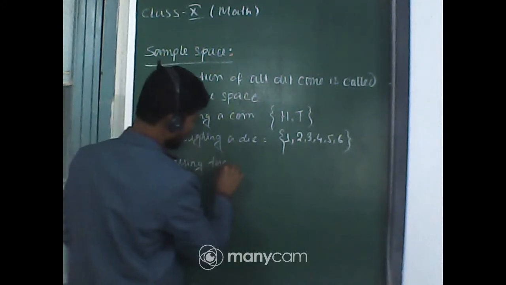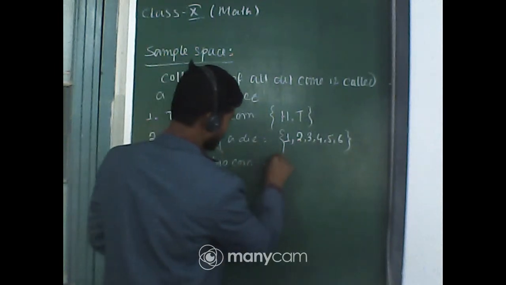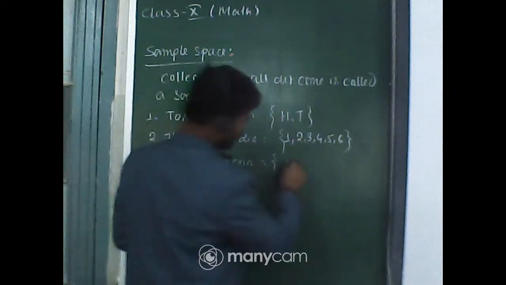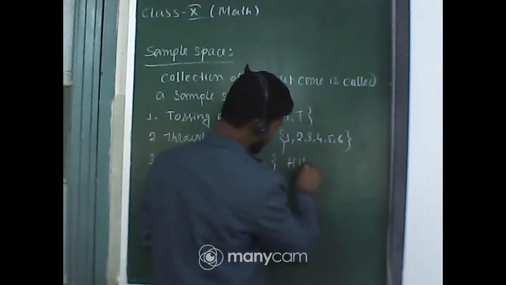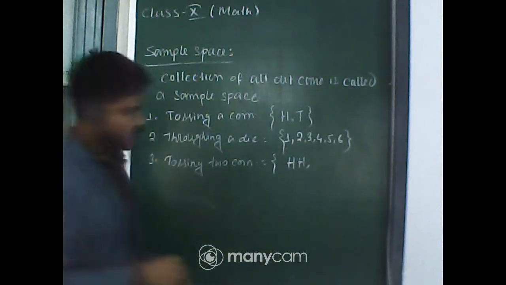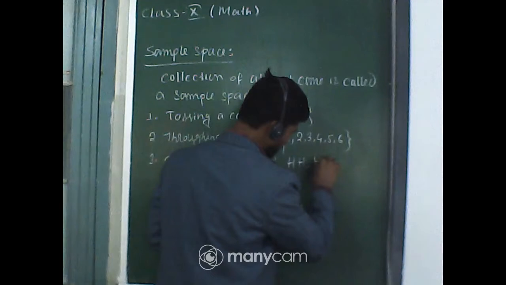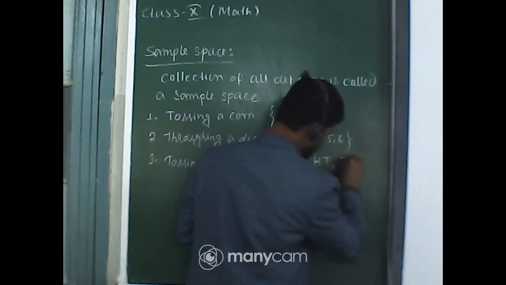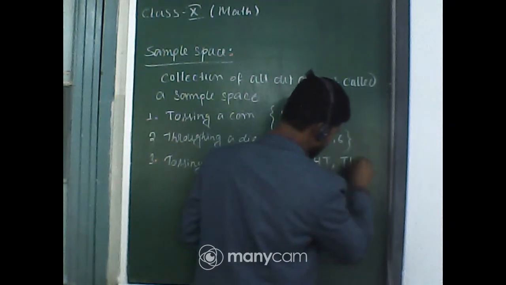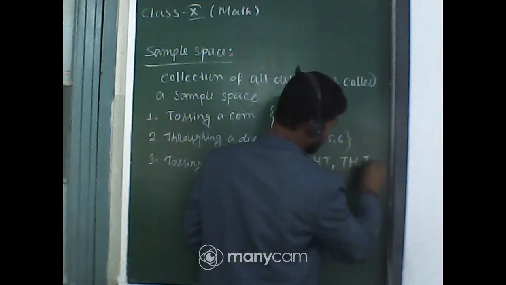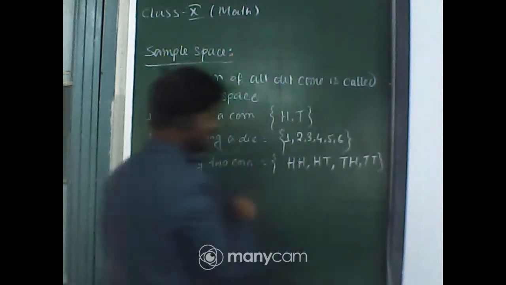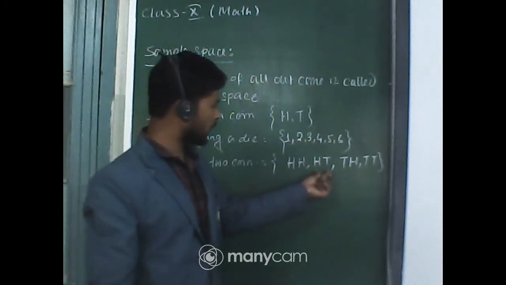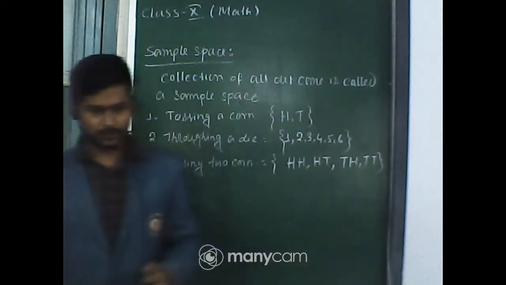Tossing 2 coins. What will be the outcome? Look, the outcome will be: the first coin may show head and the second coin may show head, or the first coin is head but the second coin shows tail, or the first coin is tail and the second coin is head, or both coins show tails. So in tossing 2 coins, the sample space is HH, HT, TH and TT.